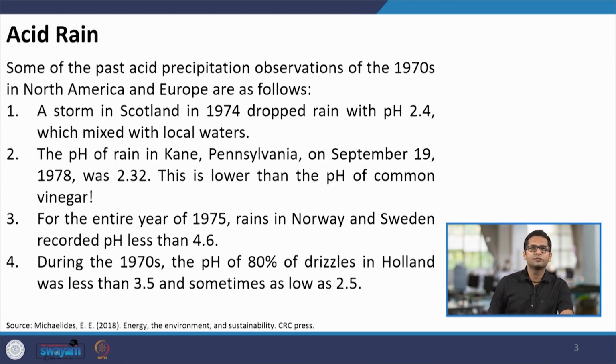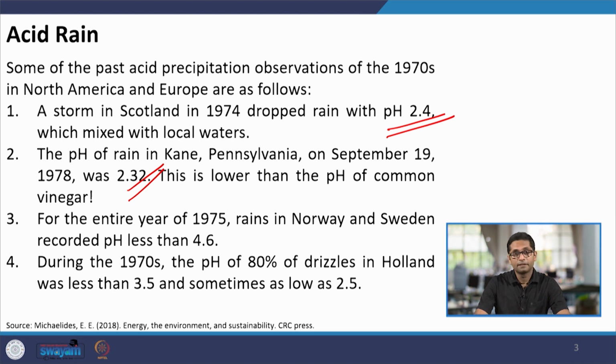Further, if you look at history, what have been the major instances of extreme acid precipitation in the past? We come across a storm in Scotland in the year 1974, which had a pH as low as 2.4, and it had a degrading effect on the local water bodies. Then in the state of Pennsylvania in the US in 1978, there was again a rain which had a pH of 2.32, which is lower than the pH of the common vinegar that you use for cooking purposes.